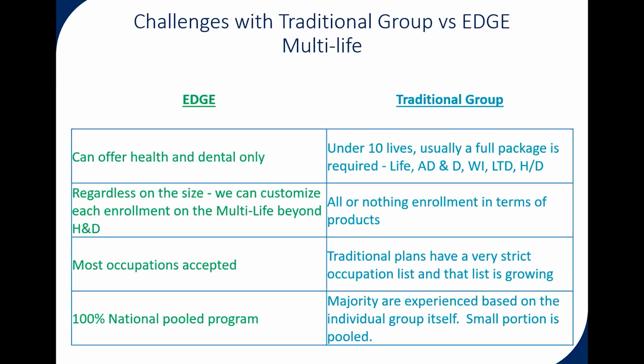And this is sort of a chart to show you the difference between the two. We've talked about the first 3. So the fourth one I want to mention, where we're different than most group plans, is that we pool our programs. It's 100% nationally pooled. So we renew our program once a year, October 1st, and we lump together all our individual plans and all our multi-life group plans and do one big renewal.